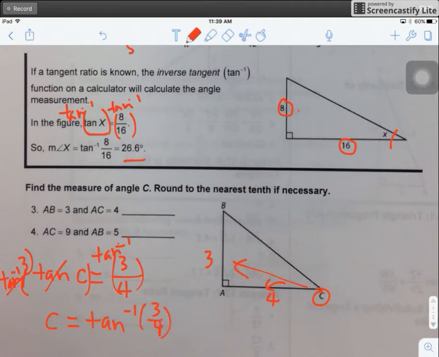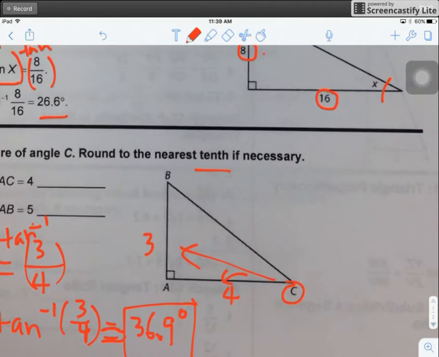And we can just work that out in the calculator. Take 3 divided by 4 and take second tangent. And that will give us the angle measure of approximately 36.9 degrees because we're asked to round to the nearest tenth, which means 1 decimal. So that's number 3. And we do number 4, the exact same thing.